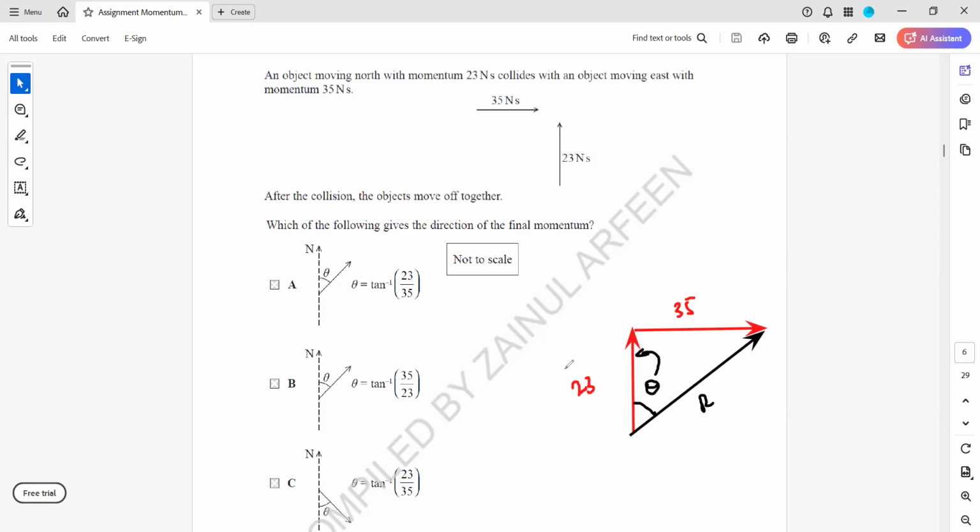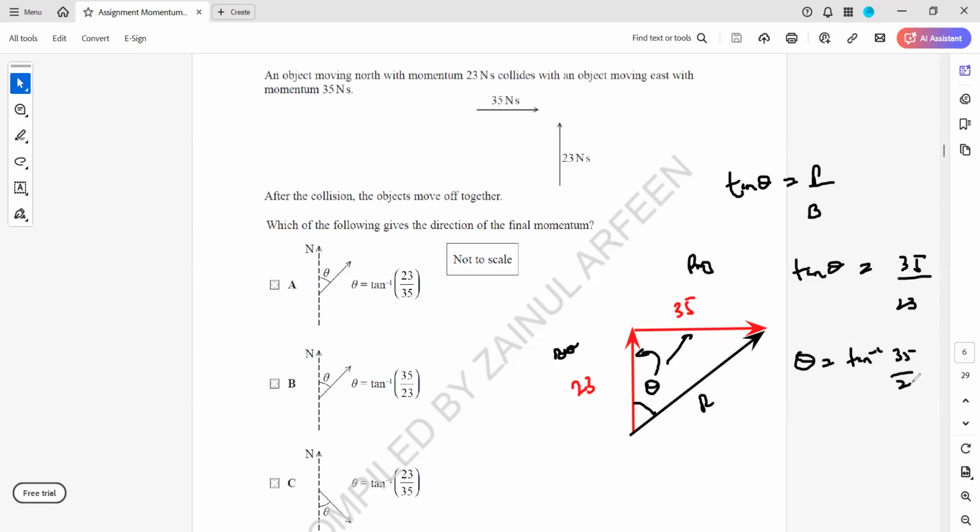This one is the base for us, and here is the perpendicular. If you use a trigonometric ratio, tangent theta is perpendicular divided by base. So tangent theta will be perpendicular 35 divided by 23. So theta will be tan inverse of 35 over 23. So what will be the answer? In that case, B will be the right answer. And any one of the vectors you can draw first, it's up to you, but the result is the angle with the vertical that we have to find.